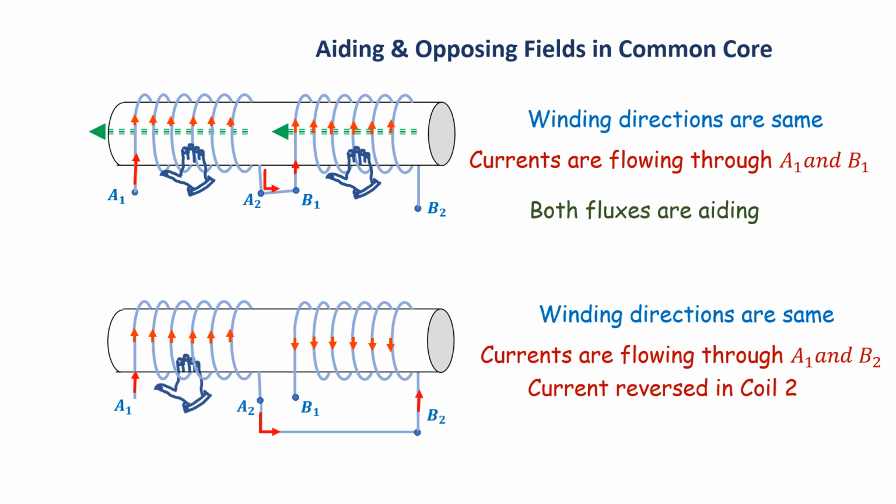Now apply the right hand grip rule to coil 1, thumb being directed towards left. The coil 1 flux is towards left. Apply right hand grip rule to coil 2. The four fingers in the coil 2 current's direction, thumb is directed towards right. That means coil 2 flux is towards right. So two fluxes are now opposing.